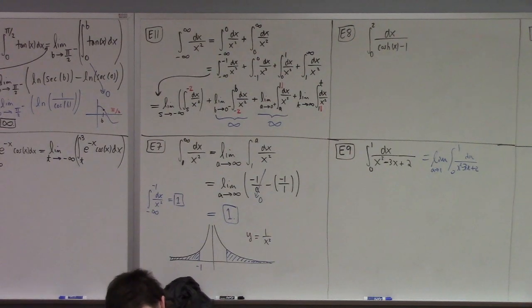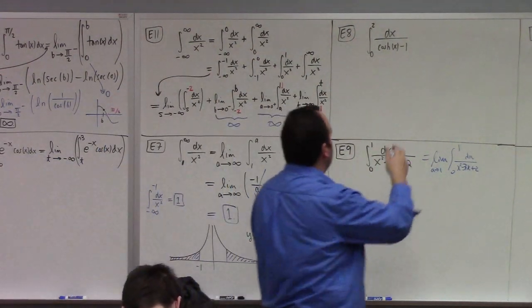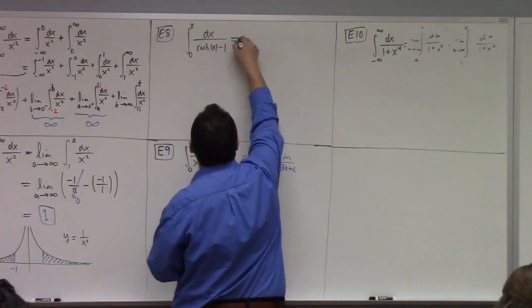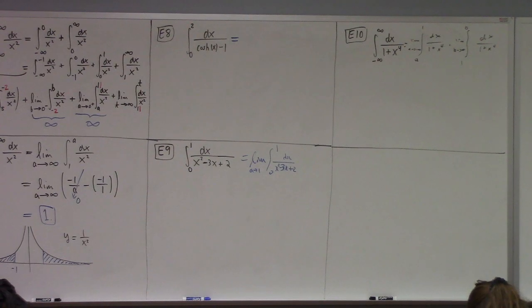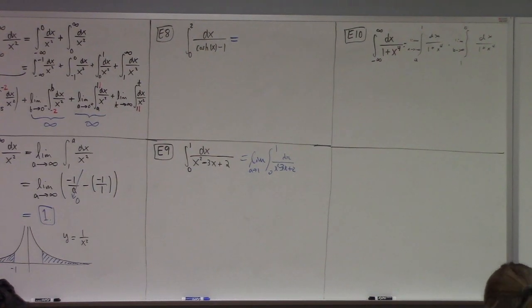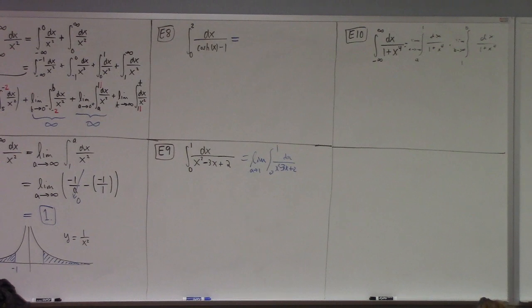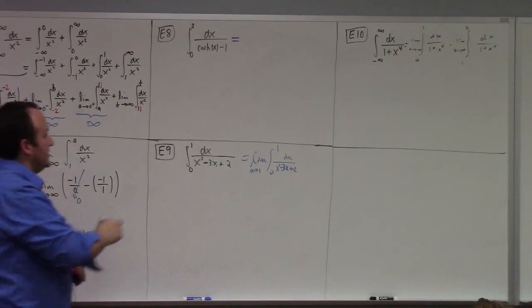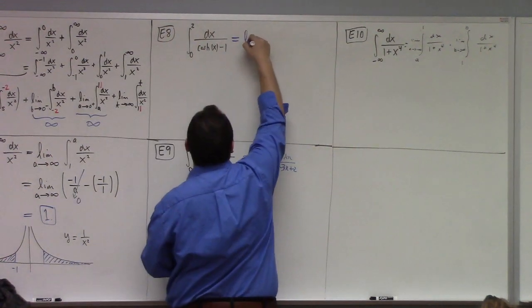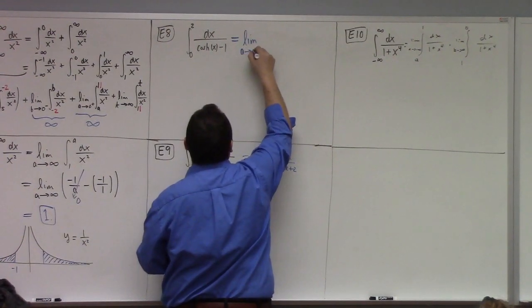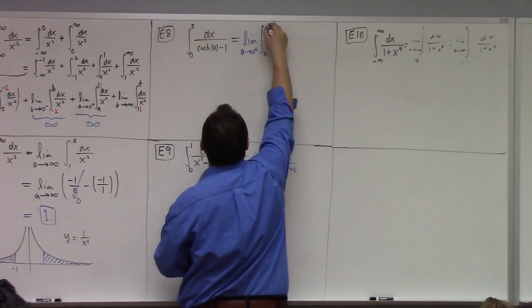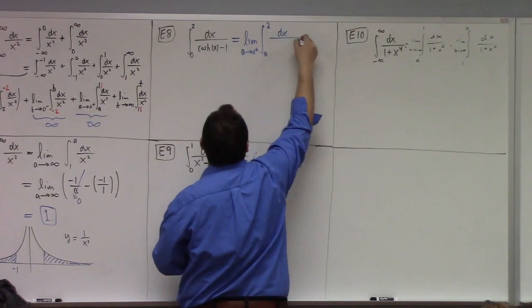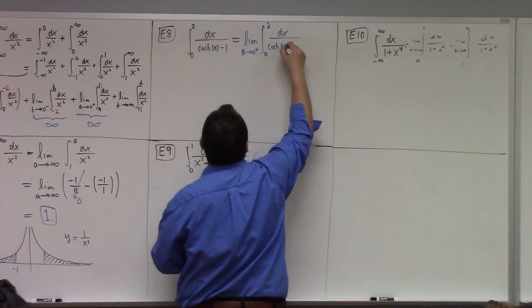All right, example 8. What's the trouble here? 0, right. Where is there 0? Oh, at 0. We have division by 0 at 0, right? Because cosh of 0 is 1. So we have cosh of 0 minus 1, which is 1 minus 1, which is 0. That's troubling. Fortunately, 0 is an endpoint, so we only need one limit. Limit as a goes to 0 from the right of the integral from a to 2 of dx over cosh x minus 1.